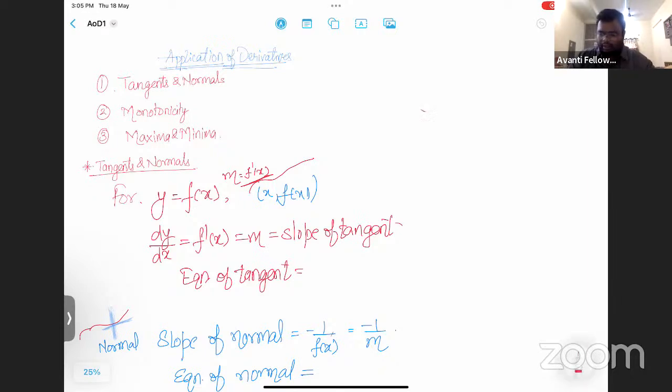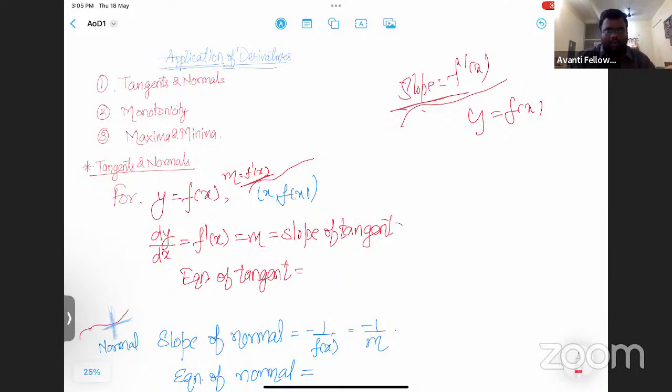for any curve, tangent is basically the derivative of a function y equals f(x) at any point. If this is a point, then the slope of the tangent is represented by f dash x. So for writing the equation of a tangent, there are majorly two things required. One is the slope of the tangent. Second is your point of contact, or point on the tangent.